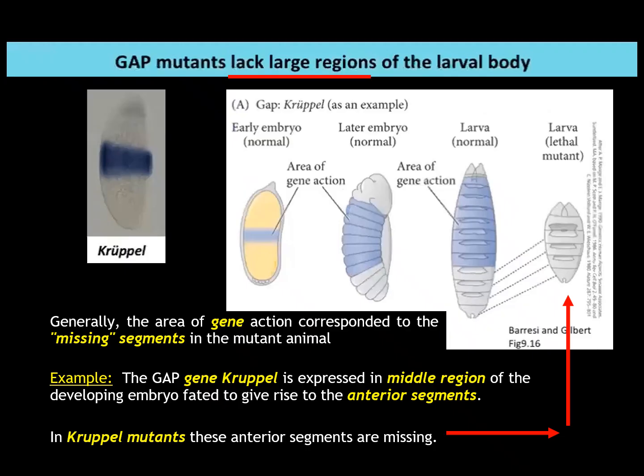So let's start. In this slide, I just want to tell you that the gap mutants lack a large region of the larval body. So here you see the expression of Krüppel that is in the medial region. You can see it here in this diagram, as well as in the embryo here in this part of the diagram. And in the normal larva, Krüppel will be located here. However, when you have a mutant, the mutant will be lethal. The fly is going to die and is going to miss all these segments here. So this is how it was studied.